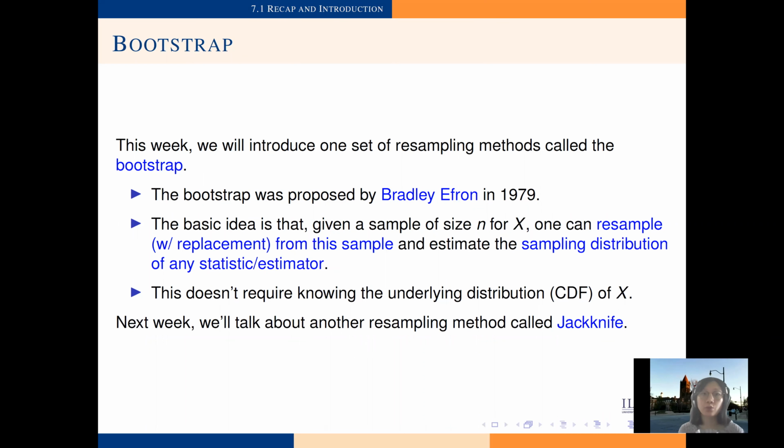So the bootstrap is one method that can be used for resampling. In next week's lectures, we will talk about another resampling method, which was actually developed earlier by John Tukey, and that's called the jackknife.